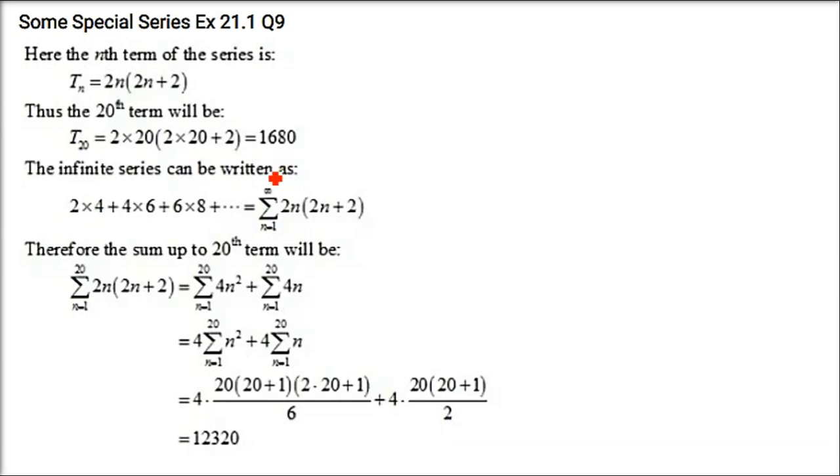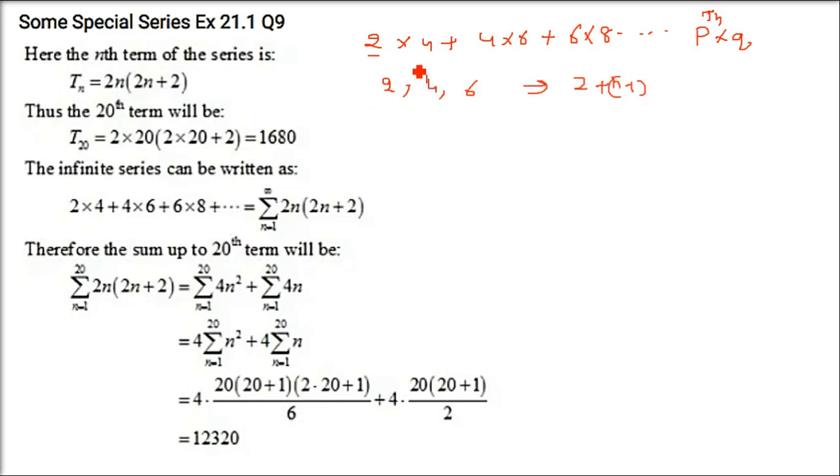Find the 20th term and the sum of 20 terms of the series. This is an NCERT question. So the series is 2 cross 4 plus 4 cross 6 plus 6 cross 8. We just assume that Tn is P cross Q. What is P? See, 2, then we have 4, then we have 6. You can easily see the nth term will be 2n. It's an AP also. So A, that is 2, plus n minus 1 into D, that is 4 minus 2. So 2 plus 2n minus 2 is going to be 2n.